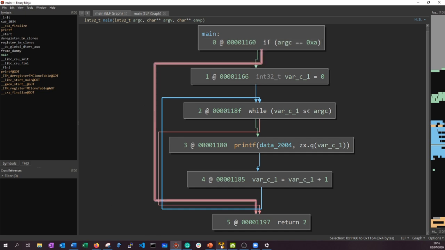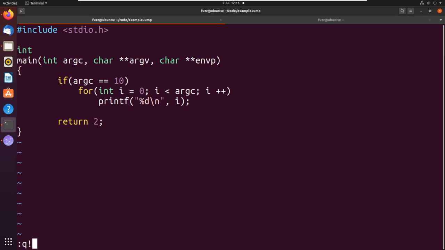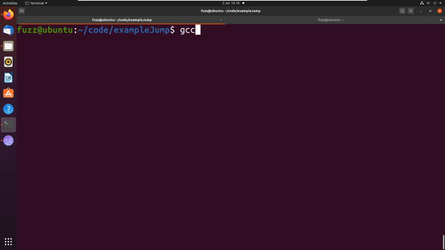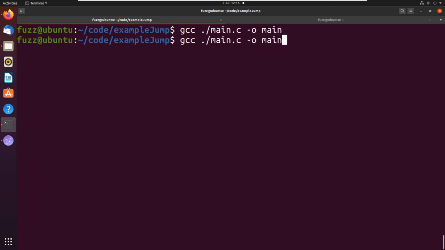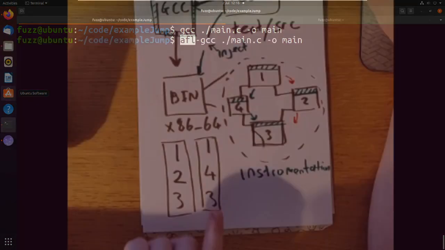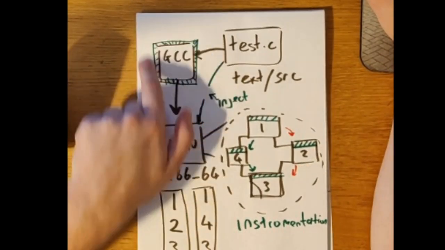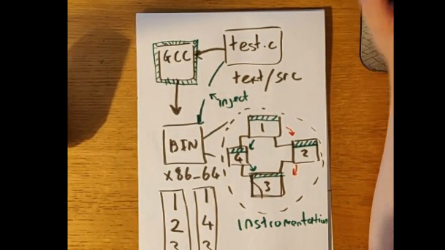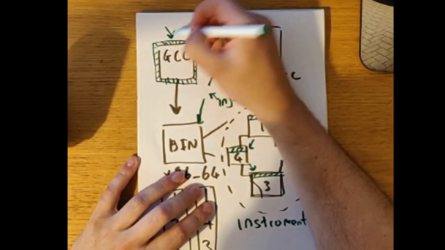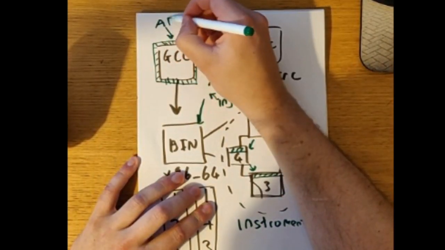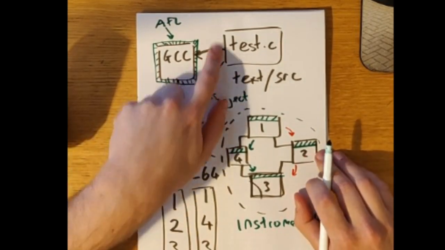What I'm going to do now is, instead of using GCC like I did before, remember main.c, that's my source code file, to output main, I'm going to use AFL GCC. Now, AFL GCC, this is just that little wrapper. Remember what I said here? This little green bit around the side here is just that wrapper. And this is what AFL is providing, or the AFL compiler. So the AFL compiler is providing this little bit of green round here.